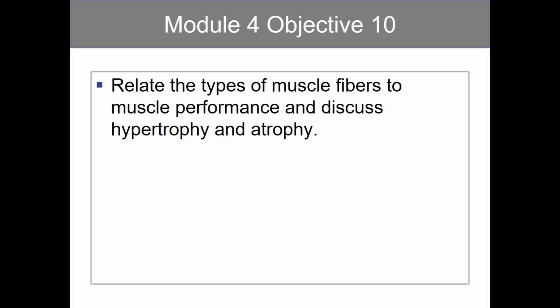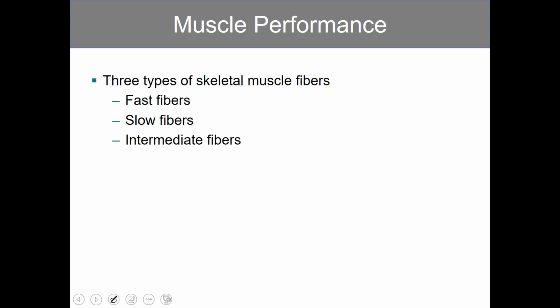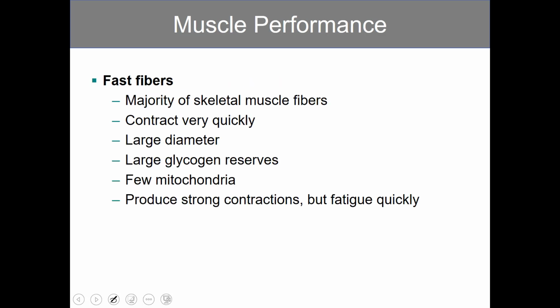Module 4, Objective 10: relate the types of muscle fibers to muscle performance and discuss hypertrophy and atrophy. There are three types of skeletal muscle fibers in the body: fast fibers, slow fibers, and intermediate fibers.